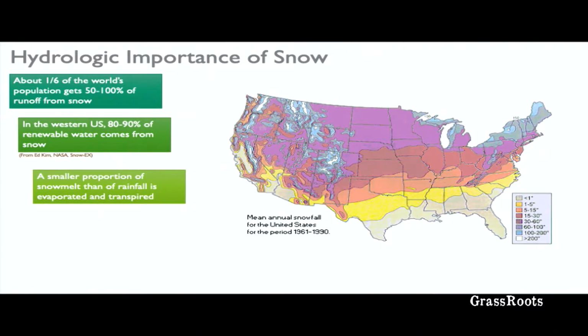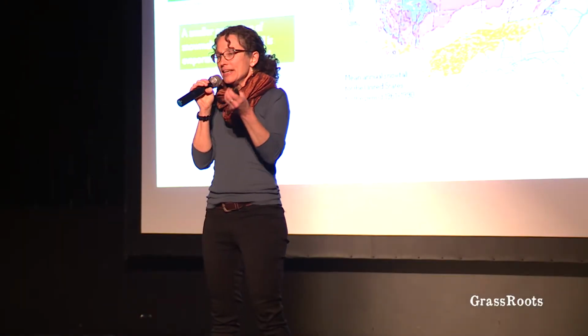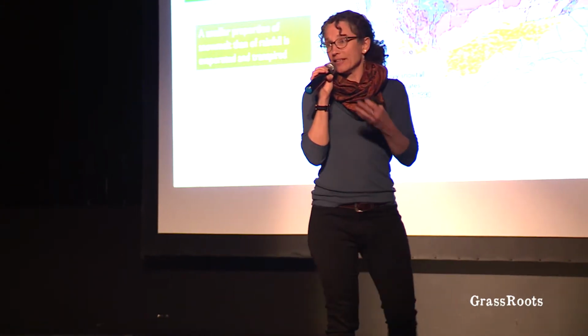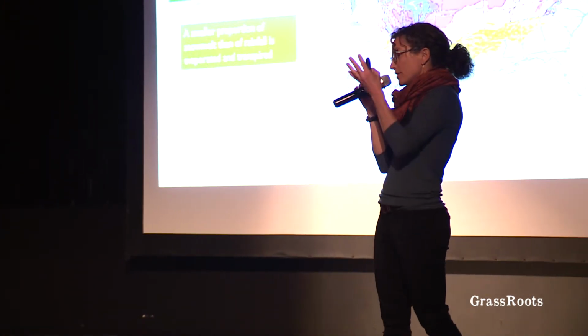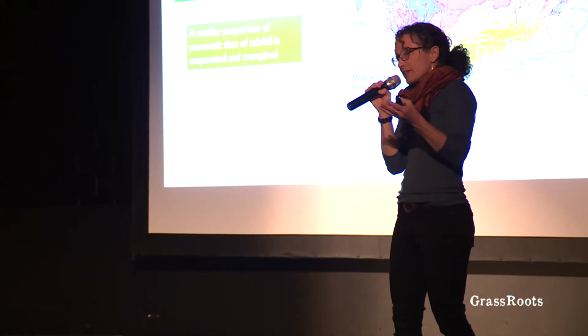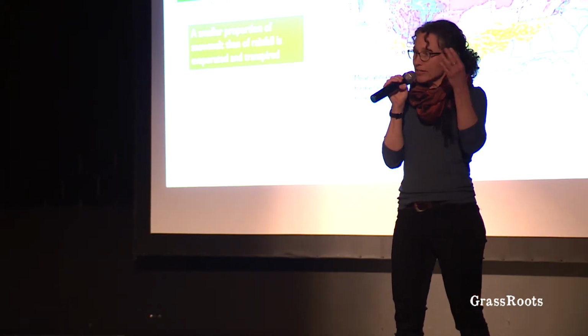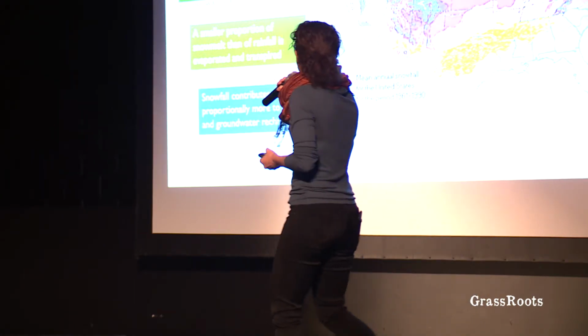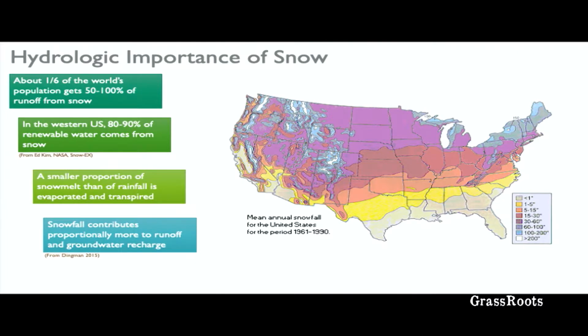One of the interesting things about snowpack and snowmelt is that it is a more efficient transformation of water into our rivers than if it rains. When it rains, we lose more water to evaporation and transpiration than when it snows. So snow is a more efficient way to get water into our rivers. Because of that, snowfall is contributing proportionally more to our runoff and to our groundwater than rainfall does.